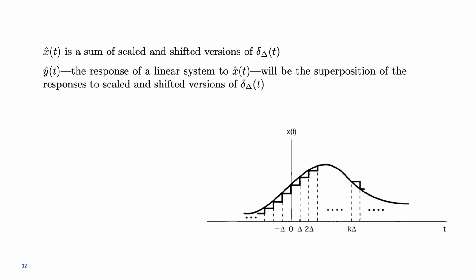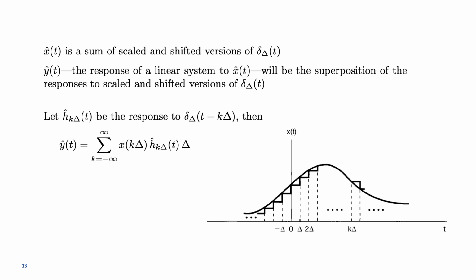So as we already said, x hat of t, the approximation, is a sum of scaled and shifted versions of delta delta of t. So sum of scaled and shifted versions of these impulses. So if we're looking for the response of a linear system to x hat, we can call this response y hat. Well, because of linearity, this response y hat will have to be the superposition of the responses to scaled and shifted versions of delta delta of t because of linearity.